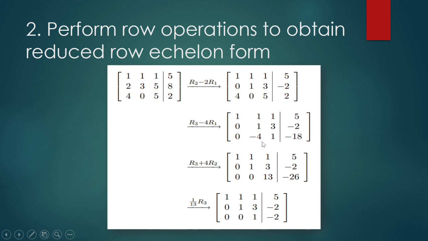and next we need to do it again for this value. So row 3 plus 4r2, and for this value we need to get 1 because we need to obtain the reduced row echelon form. So this value will be divided by 13 for this row.